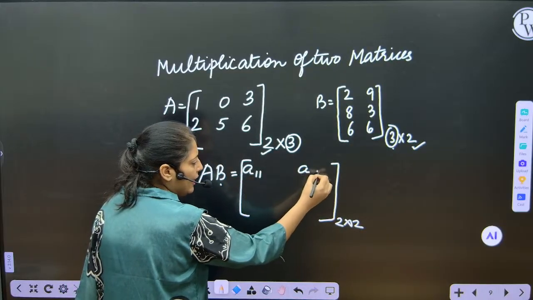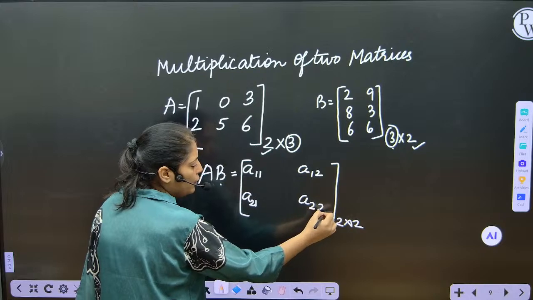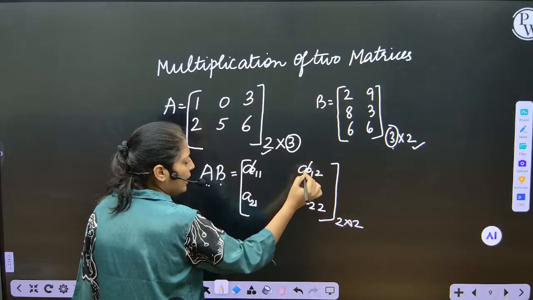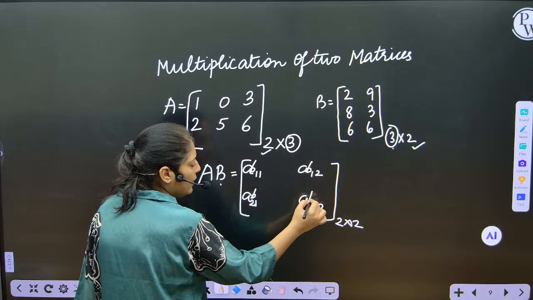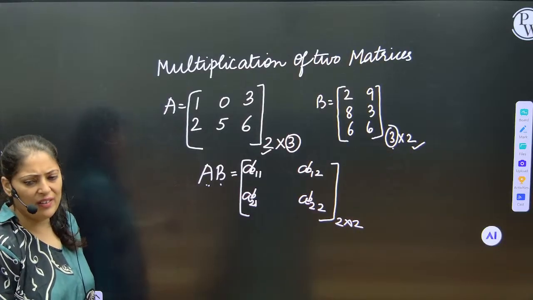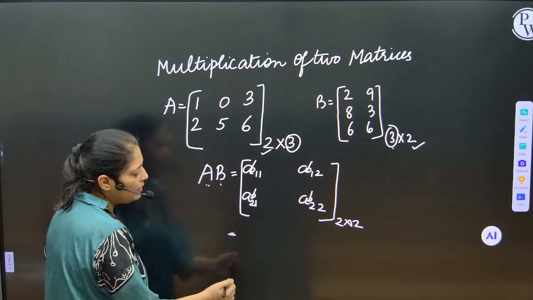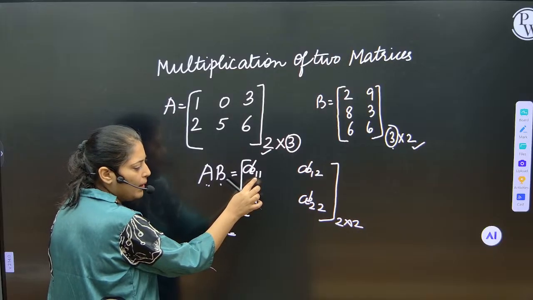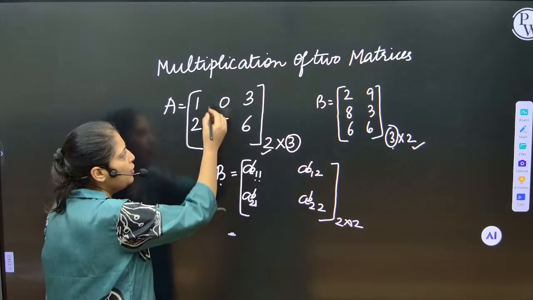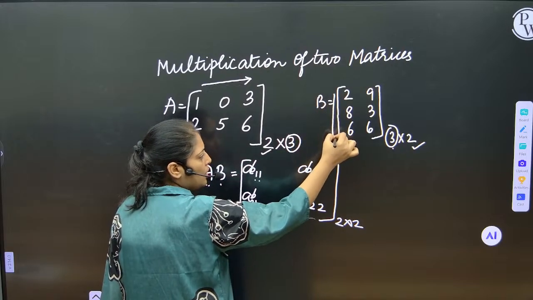That means which elements will you get? A11, A12, A21, A22. Okay. Or I'll write AB11, AB12, AB21, AB22. Or you can write C11, C12. No issues. We don't have to focus on that part. The main thing is we will multiply first row with the first column.